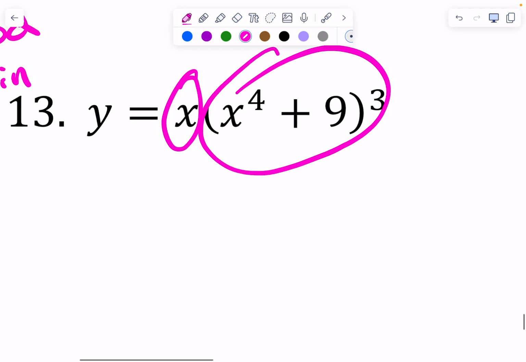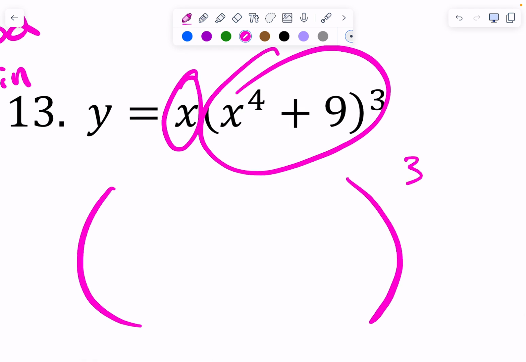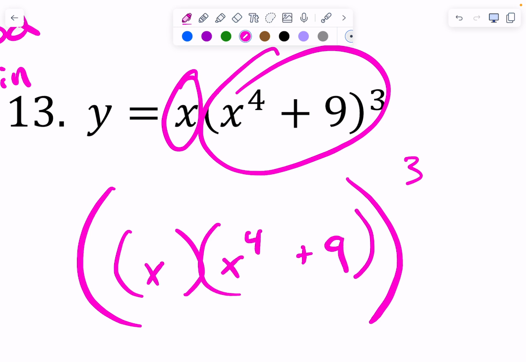With the 4 plus 9. Do you see the difference? Okay, the chain's the outside operation, the product's inside. You can say that. Do you see how this works? That would be a product inside of a chain. Got it? All right.